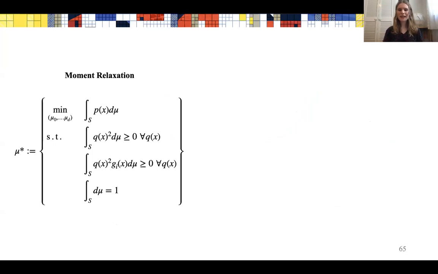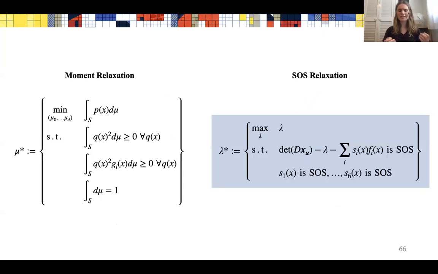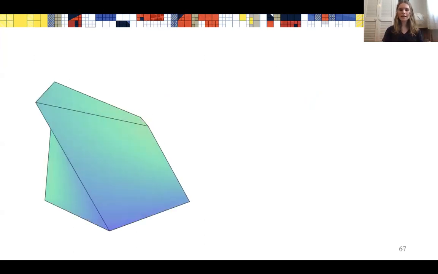All right, so if we write the constraints in this moment relaxation in terms of moment matrices, notice now that these are just constraints on matrices being positive semi-definite. And so this is an SDP problem. And you might notice that this problem looks quite similar to our SOS relaxation. And in fact, these are duals of each other. This means that it's actually really easy to formulate the moment relaxation since we've already formulated the SOS relaxation. So we can write that and implement it.